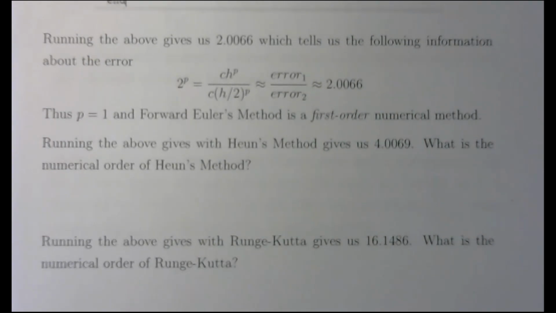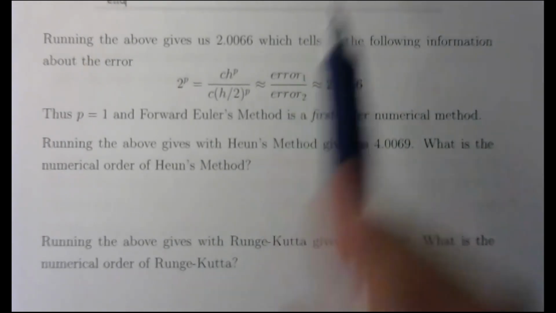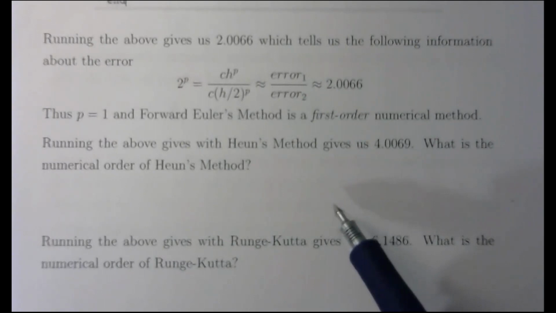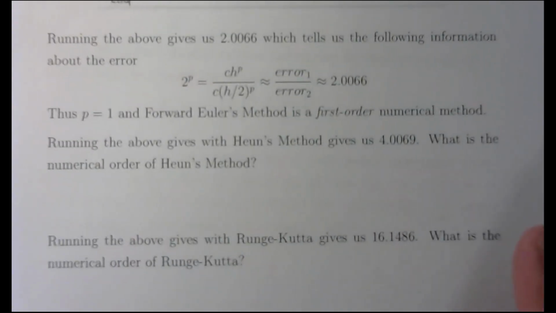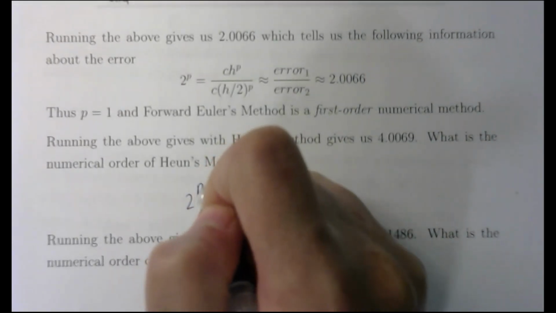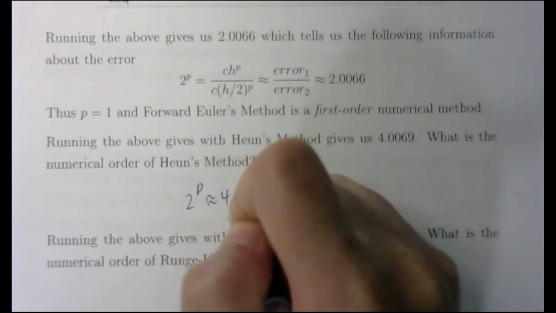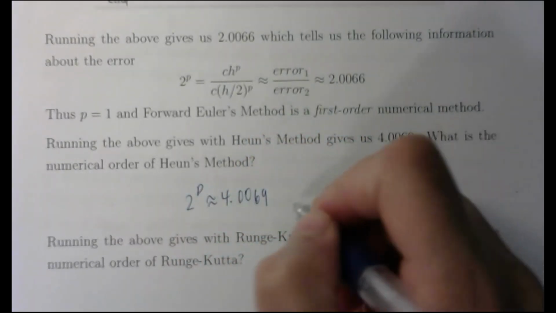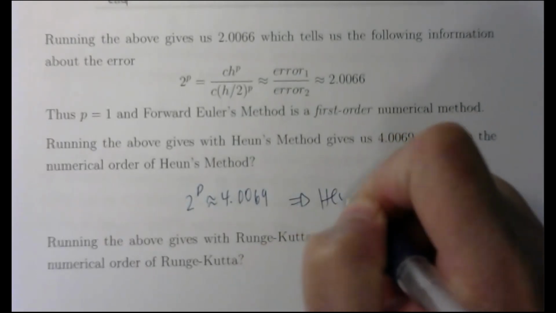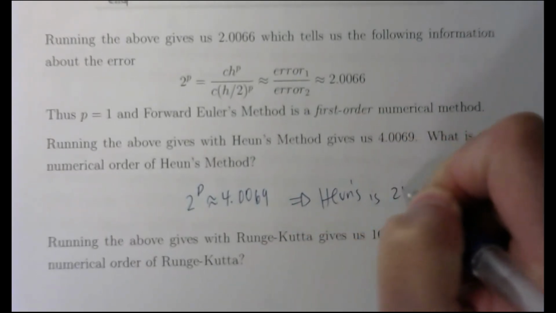I can do a similar thing with Heun's. If I run the same algorithm, but I change forward Euler to Heun's, I get a ratio of around 4. So I have some 2 to the p that is like 4.0069, which implies that Heun's is second order.